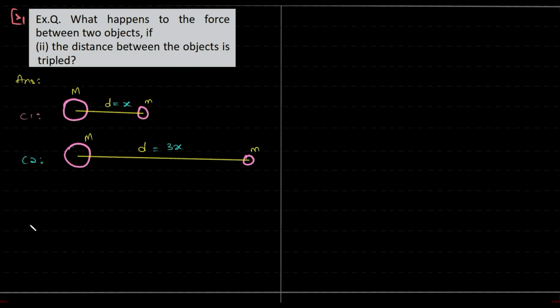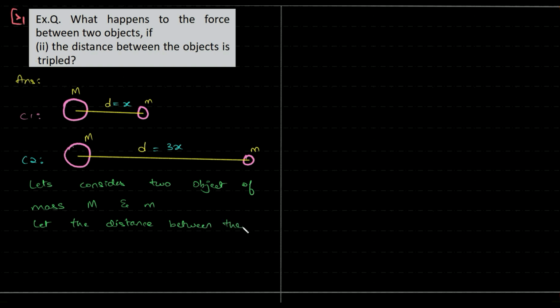Okay, moving on. Let's consider two objects of mass M and M. Let the distance between them be x. Now what is changing? D is changing clearly.